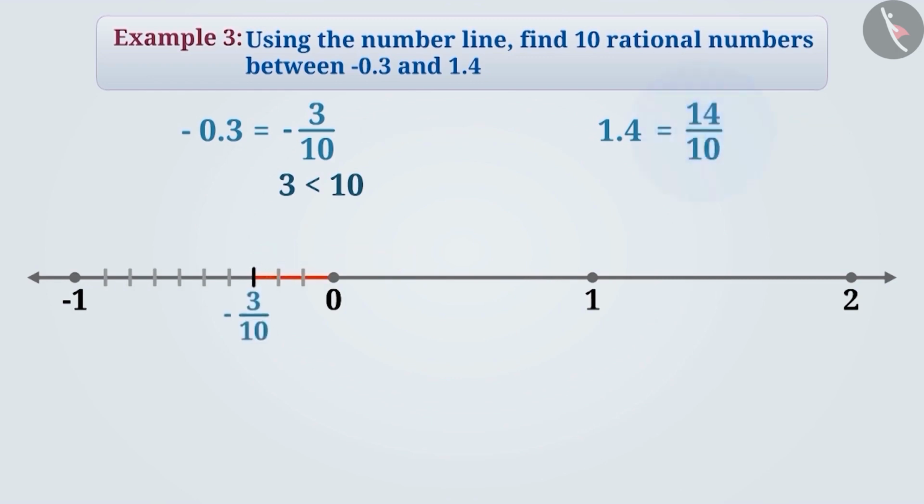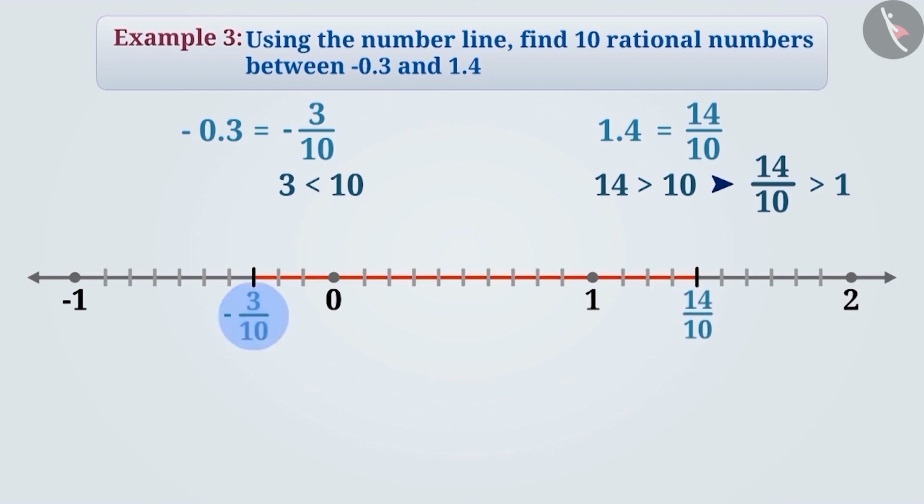In 14 by 10, the numerator 14 is a number greater than the denominator 10, so this number is greater than 1. To find its position on the number line, we make 10 equal parts of each unit distance, and represent 14 by 10 by taking 14 of these parts. So can you now tell what are the rational numbers between these two numbers? Think for a while.